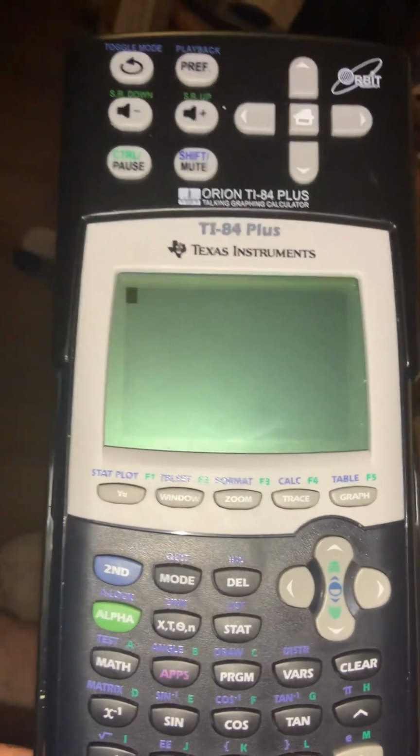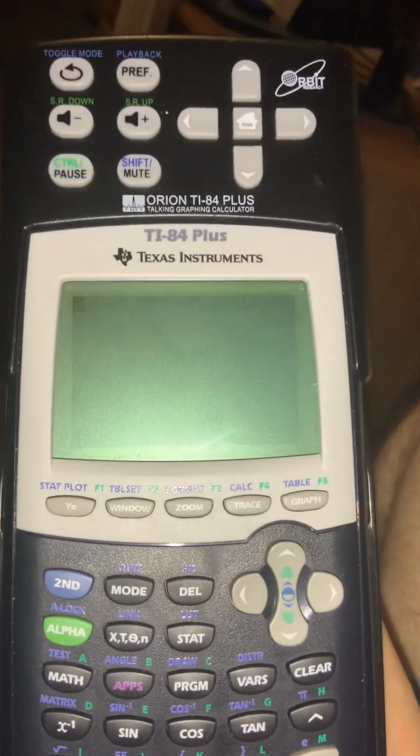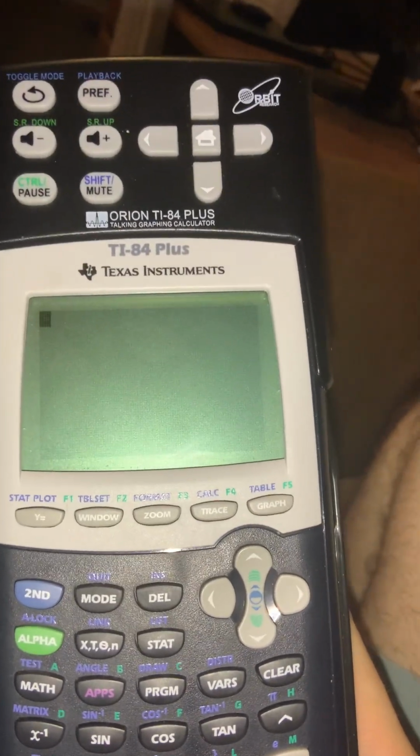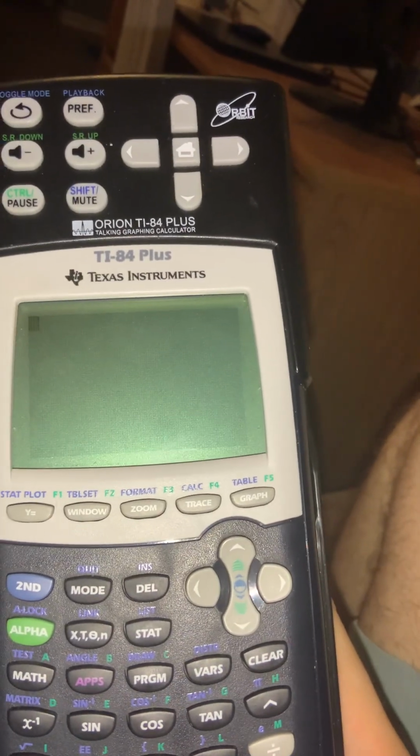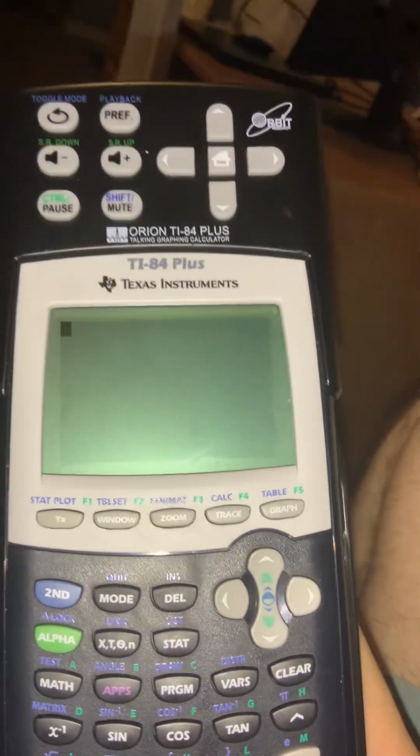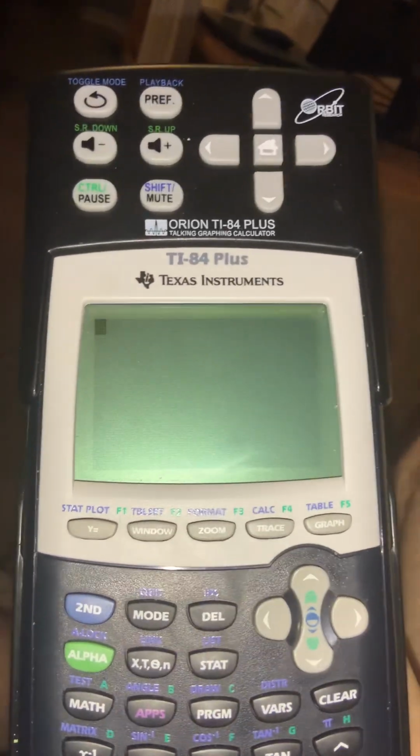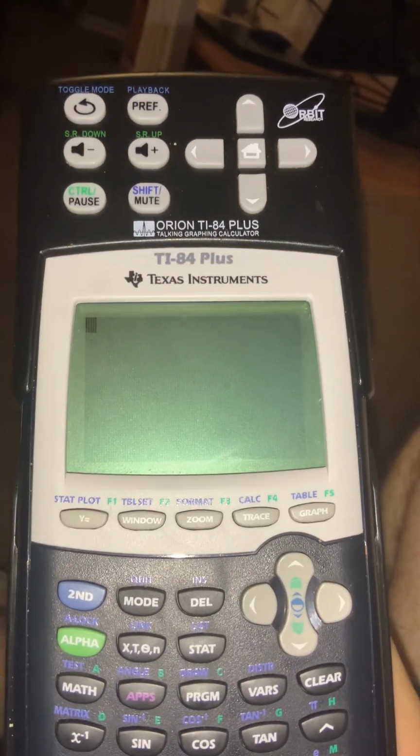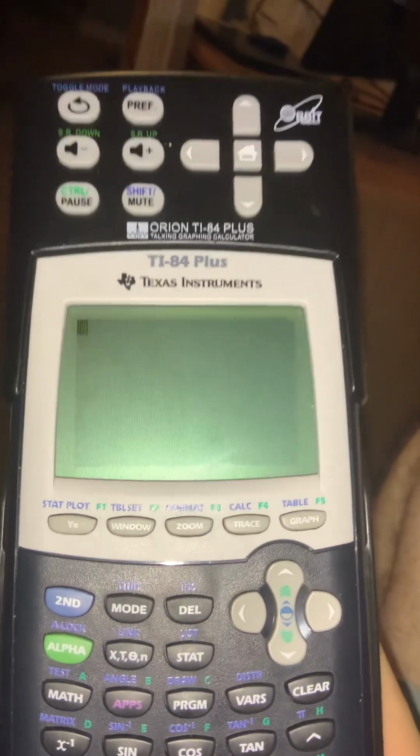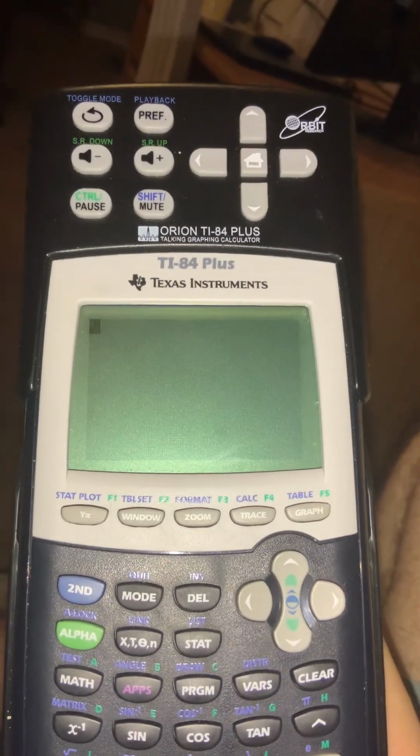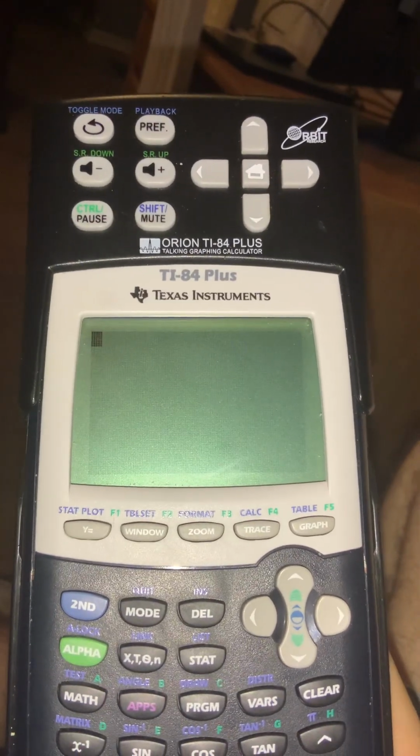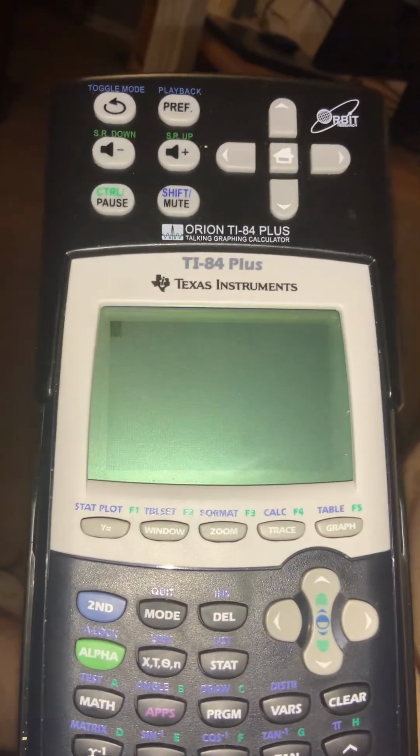homework, consists of the formula P times, in parentheses, 1 plus r over n, close parentheses, to the power of n times t. Now, P is the amount of money you invest, r is the annual percentage rate, n is the number of times per year the interest is paid, and t is the amount of years you want to calculate.